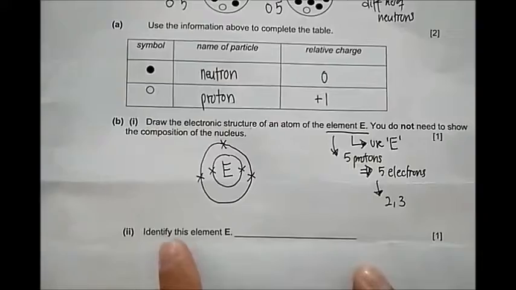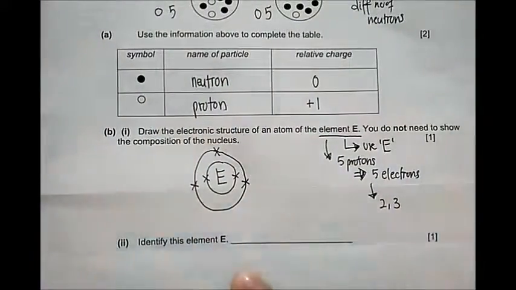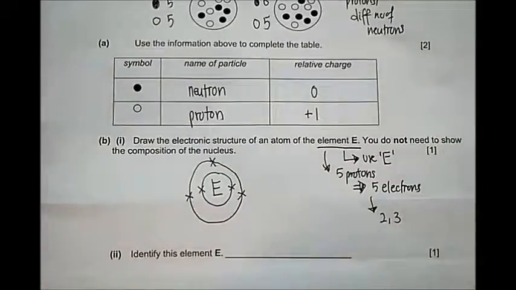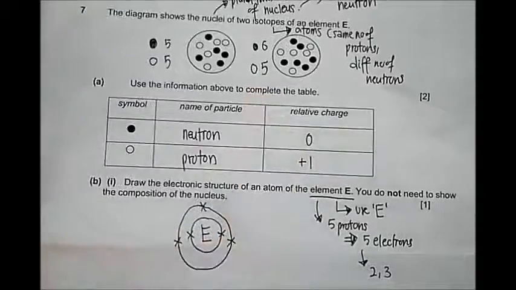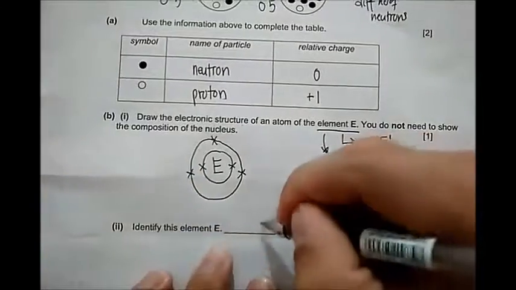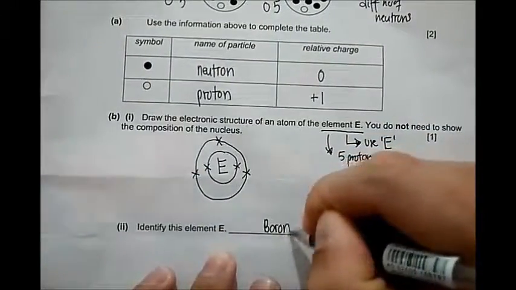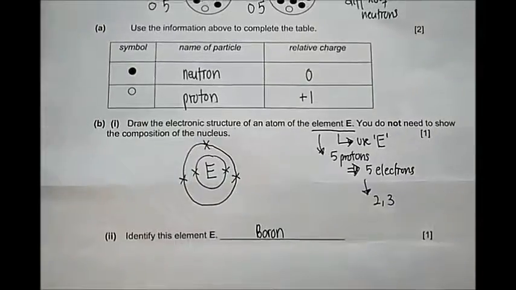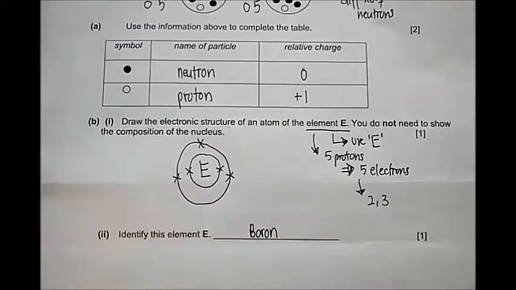Atom E. Identify this element E. I can use the periodic table, since it has 5 protons. The element with 5 protons is boron. So element E is boron. And that's all for chemistry video worksheet number 4.